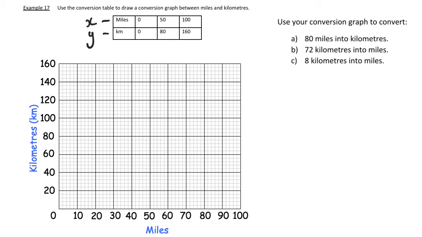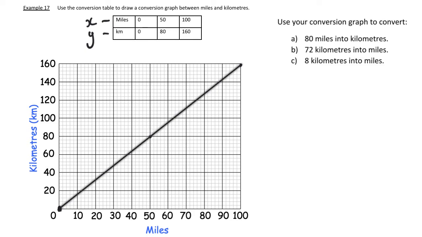Obviously 0 miles is 0 kilometres, so it's going to go through the origin. 50 miles is 80 kilometres, and 100 miles is 160 kilometres. So if we join those points up and form a straight line, we get this shape.